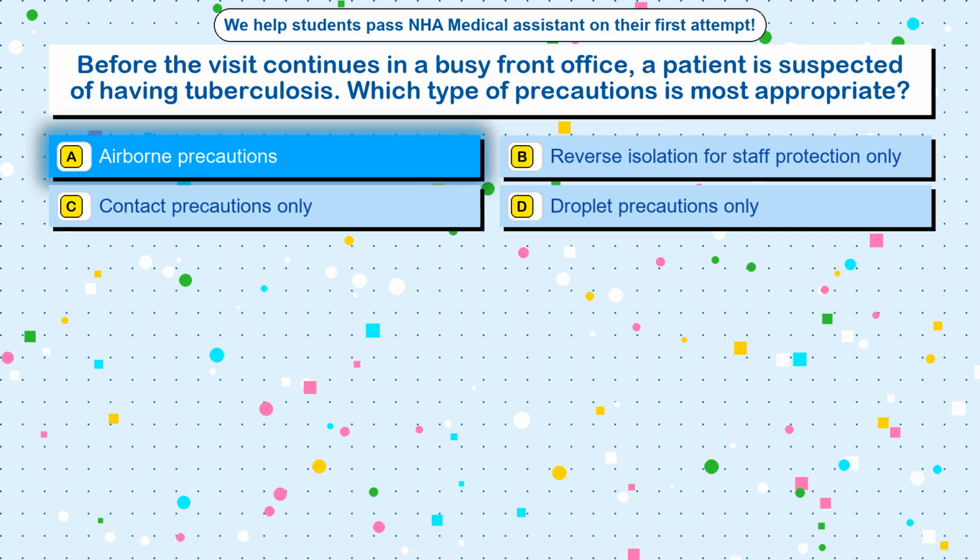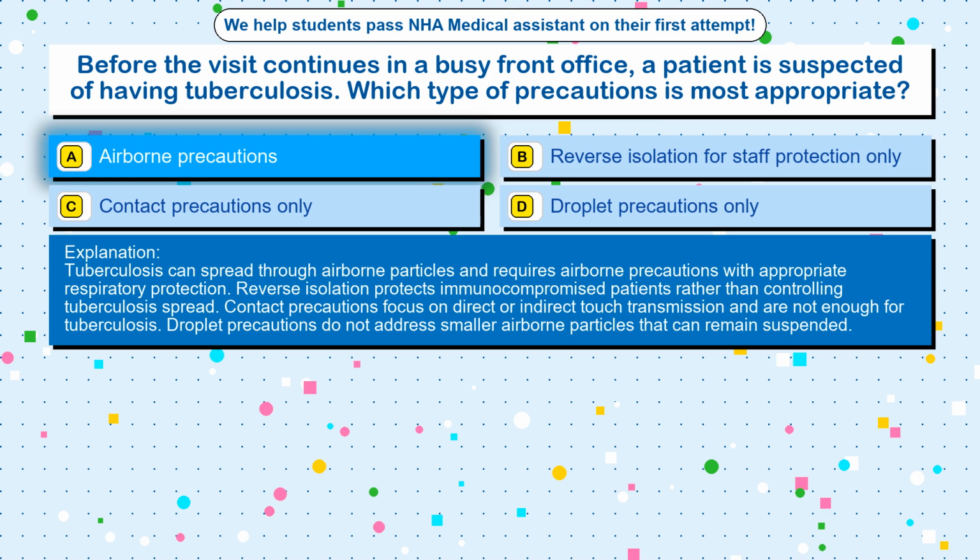Airborne precautions. Tuberculosis can spread through airborne particles and requires airborne precautions with appropriate respiratory protection. Reverse isolation protects immunocompromised patients rather than controlling tuberculosis spread. Contact precautions focus on direct or indirect touch transmission and are not enough for tuberculosis. Droplet precautions do not address smaller airborne particles that can remain suspended.